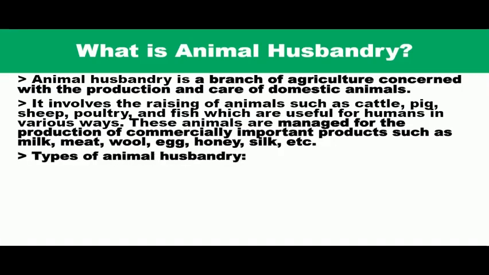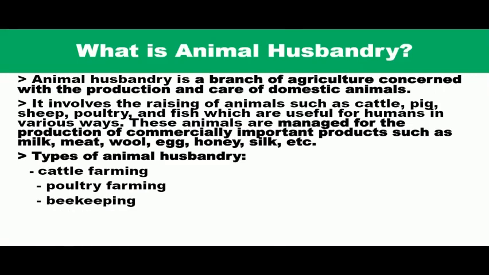Types of animal husbandry: cattle farming, poultry farming, beekeeping, and fish farming. Of course, we looked at some of these when we discussed words associated with livestock farming, but here we are looking at animal husbandry. Okay.